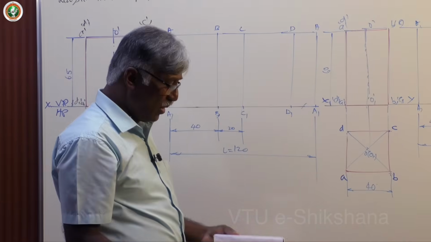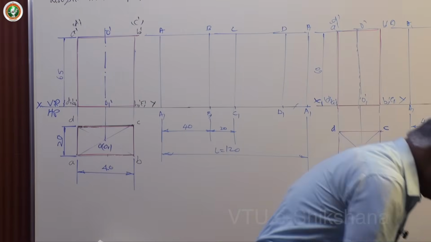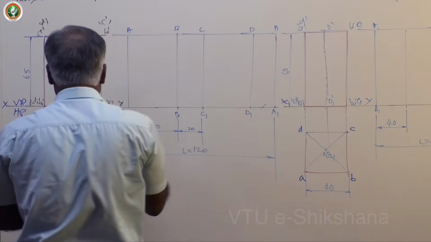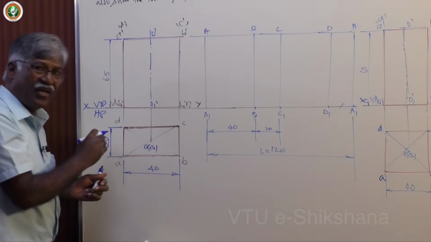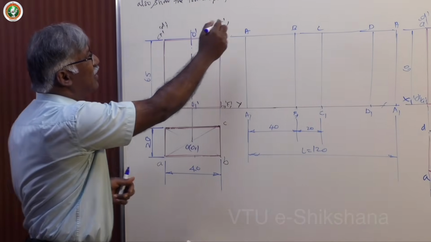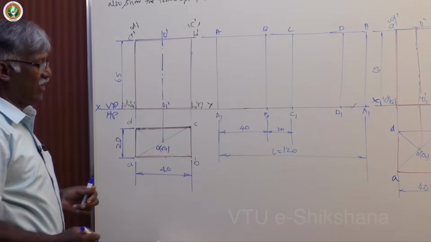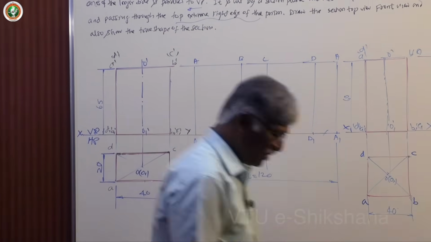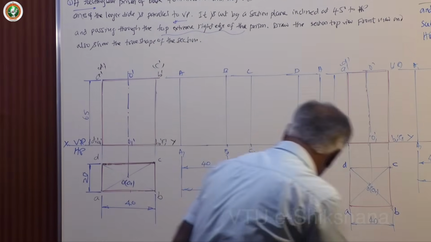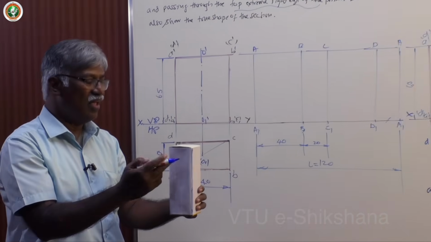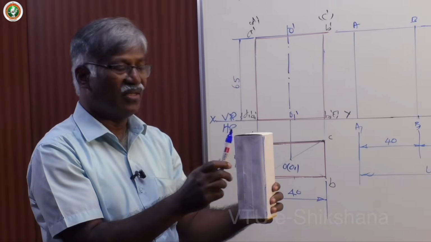Okay. Now, assume that I have a section plane inclined at 45 degrees to HP and passing through the top extreme right edge of the solid. What exactly do you mean by this? See, assume that I will take a simple solid, square or rectangle. This is the left top edge, this is the right top edge.